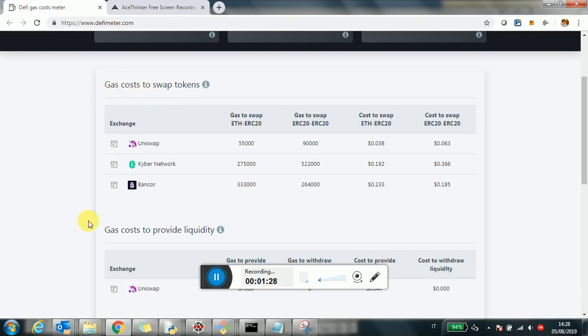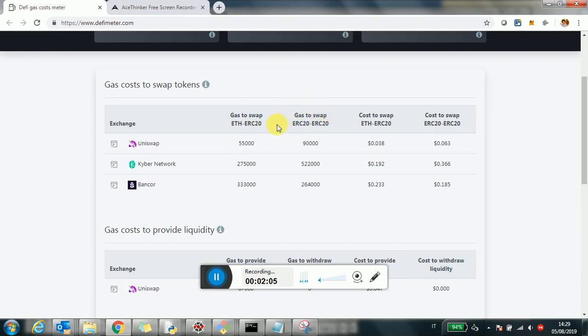Scrolling down the page, you see gas consumption bucketed in different use cases. The first two buckets are exchange use cases, and you see a bunch of exchanges: Uniswap, Kyber, Bancor. We'll try to see if it's possible to add many more. You see the gas consumption in units of gas and then the cost in US dollars. For this first bucket, the cost is divided into a swap between Ethereum and an ERC20 token, or a swap between ERC20 and ERC20.